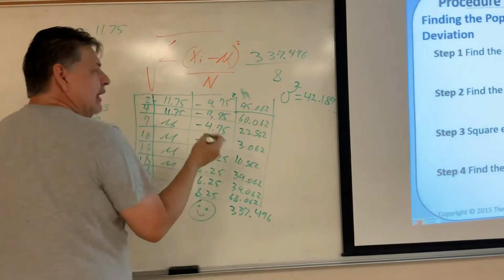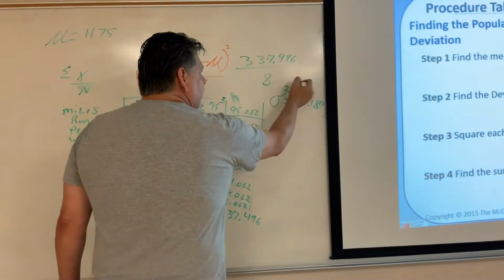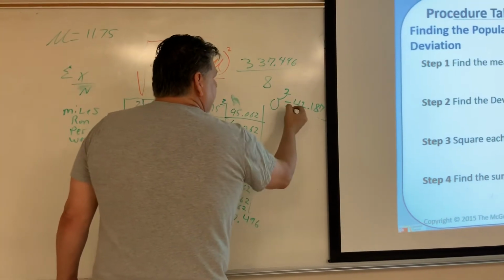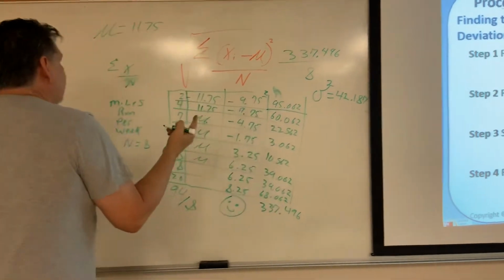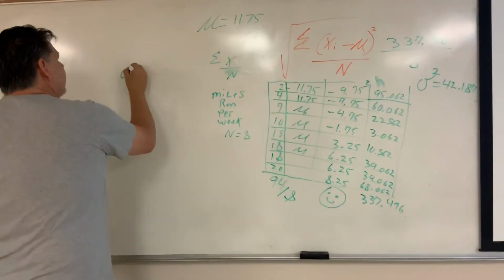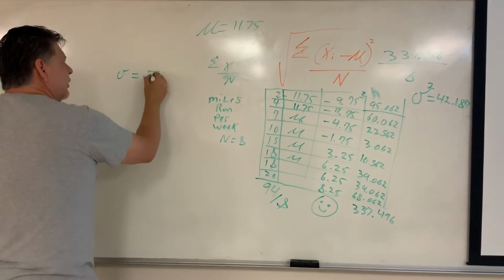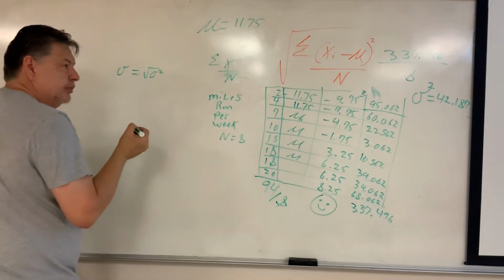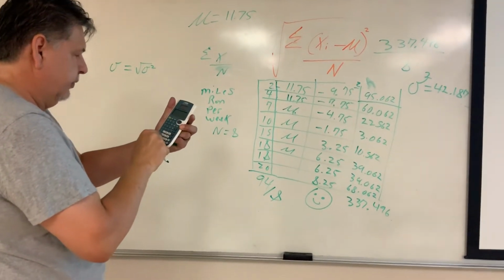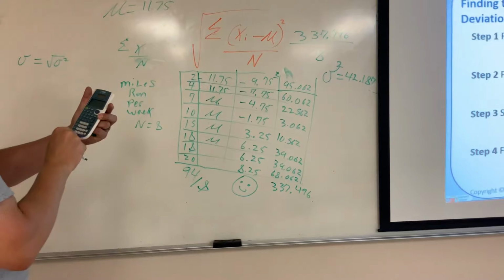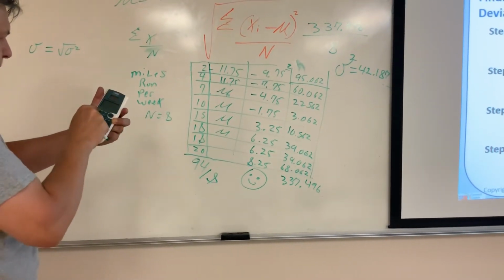Now, how in the heck do I get the standard deviation from that? Well, I got to take the square root of my variance. So what that looks like is the standard deviation is going to be equal to the square root of the variance. So let's go ahead and do that. So I have 42.187, and I'm going to take the square root of that.